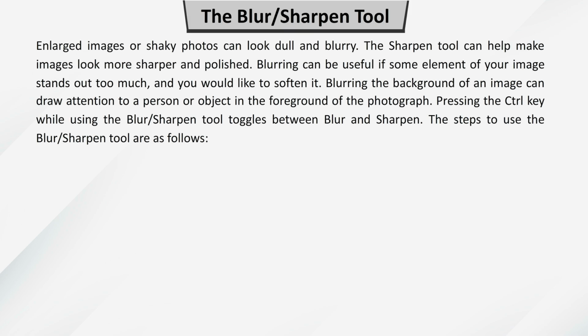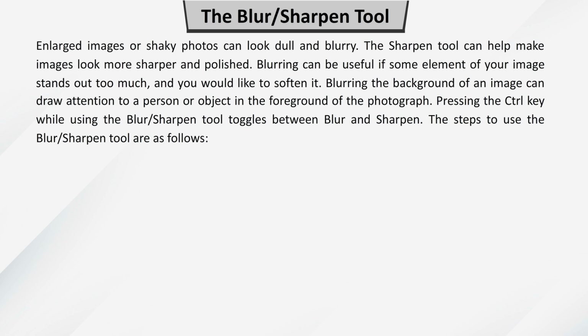The blur or sharpen tool. Large images or shaky photos can look dull and blurry. The Sharpen tool can help make images look sharper and more polished. Blurring can be useful if some element of your image stands out too much and you would like to soften it. Blurring the background of an image can draw attention to a person or object in the foreground of the photograph. Pressing the Control key while using the Blur or Sharpen tool toggles between Blur and Sharpen.